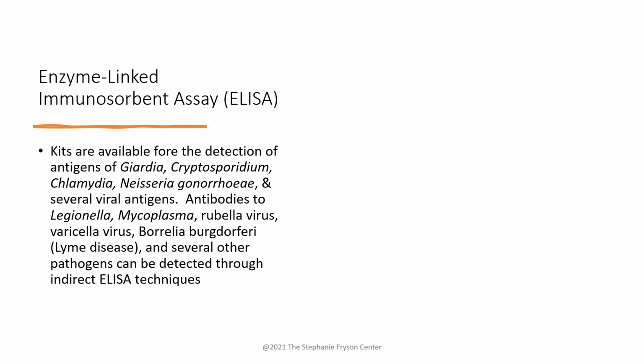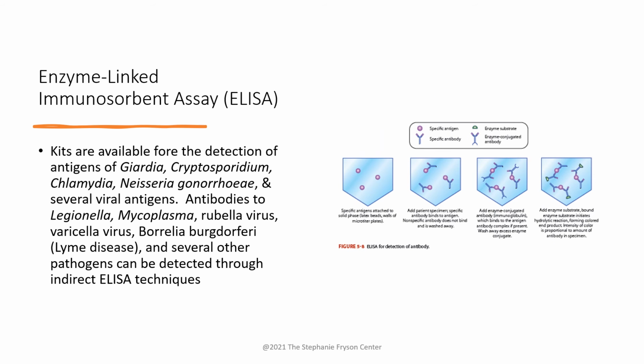Kits are available for detection of Giardia, Cryptosporidium, Chlamydia, Neisseria, and then antibodies to Legionella and Mycoplasma. It's a lot of different things. Here's what happens in the ELISA detection for antibody. Again, the specific antigen is the little purple one, but now you have an enzyme substrate. The enzyme substrate is going to help the reaction out.